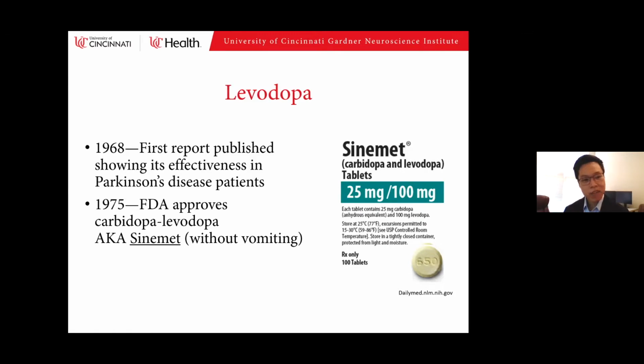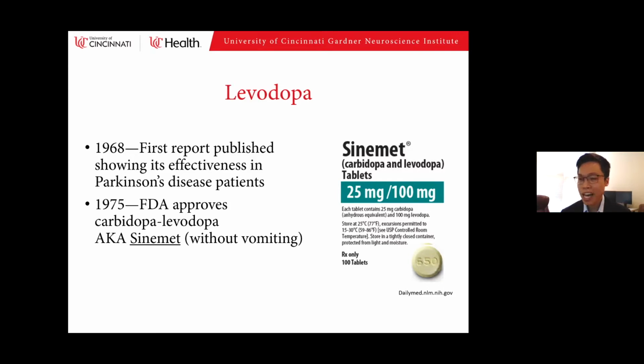But in 1975, the FDA approved a combination medicine with levodopa and carbidopa. So the carbidopa blocks the nausea effect associated with pure levodopa when it's taken by mouth. Carbidopa, when it's taken by itself, has no therapeutic effect.